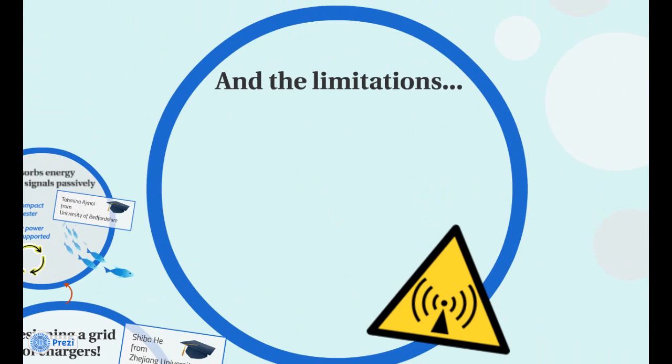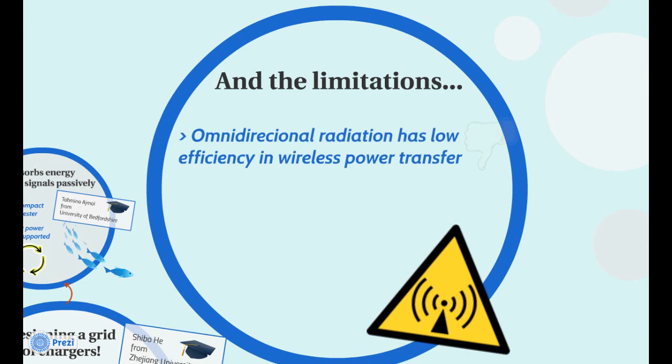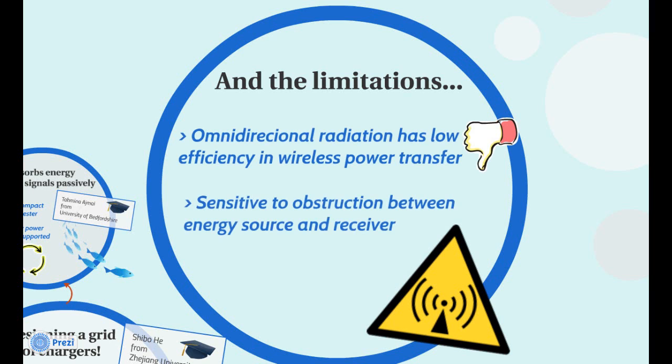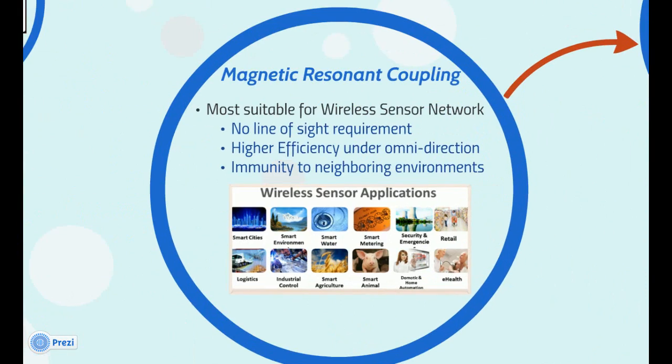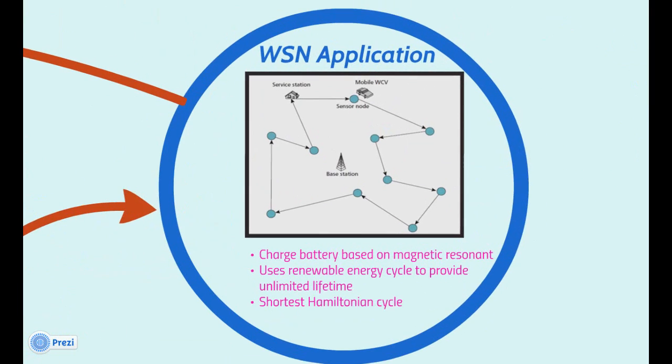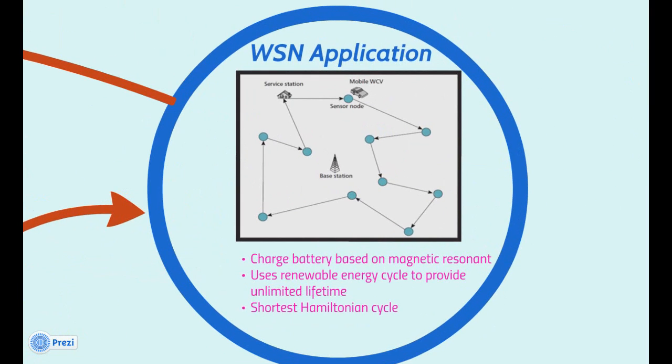Looking through the four experiments, we see some limitations of omnidirectional EM radiation: low efficiency, sensitivity to obstruction, and not quite safe. Magnetic resonant coupling is the most suitable choice for wireless sensor networks compared to electromagnetic radiation, because it offers many benefits such as no requirement of line of sight, higher efficiency, omnidirection, and immunity to neighboring environments such as weather conditions. In this diagram, the mobile wireless charging vehicle will occasionally visit each sensor node and charge its battery based on magnetic resonant coupling.